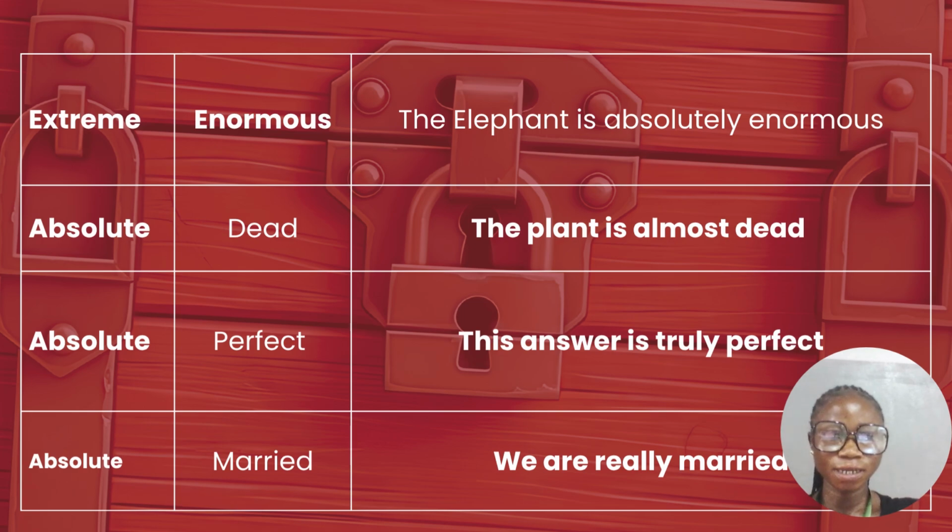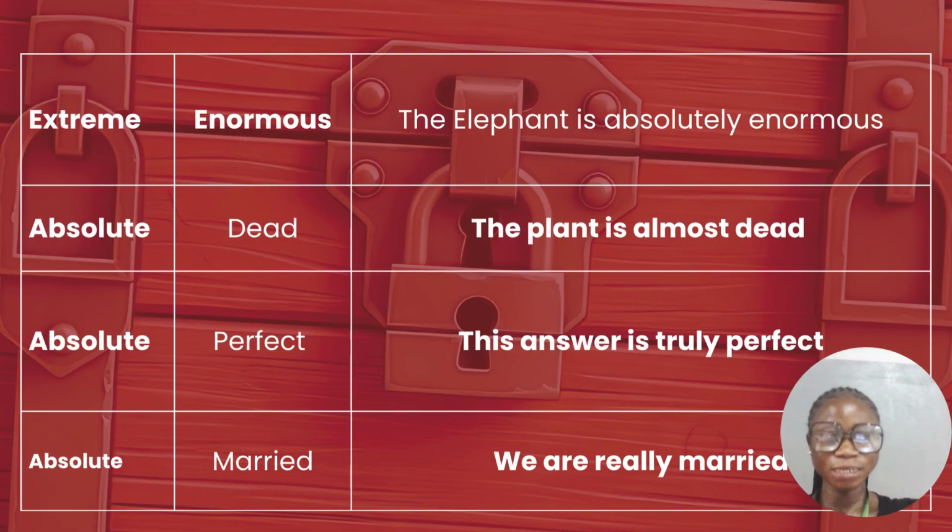Okay, let's check the examples. We said number one is extreme, which is enormous. When you say the word enormous, it means something that is very what? That is very big. So the elephant is absolutely enormous. Let's look at the second type of non-gradable adjective, which is absolute. Look at the word dead. Look at the sentence: the plant is almost dead. We can't say the plant is very dead, or quite dead.